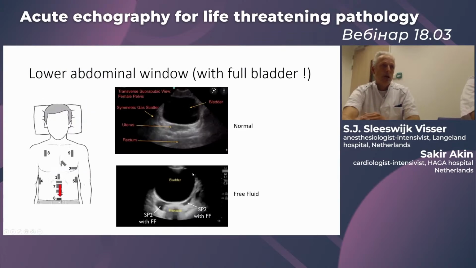The third window for finding free fluid is the suprapubic view. It is a transversal view. Preferably you do it with a full bladder. So we would preferably not catheterize these patients before doing the echo. And here you see a normal finding with a full bladder. It serves as an echo window. And in case of free fluid, you will see fluid collections behind the bladder.